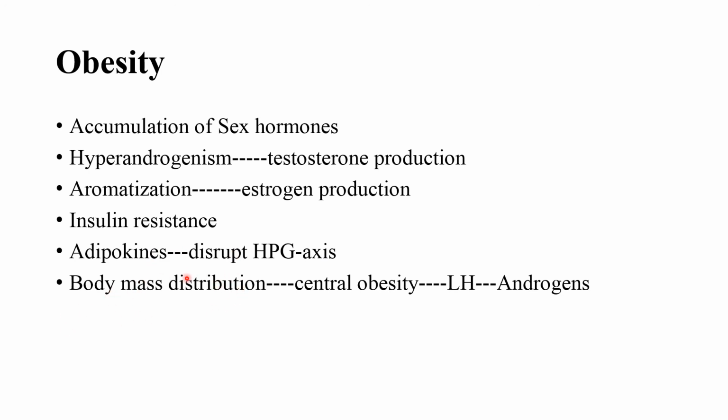So then body mass distribution is also affecting ovary function, because it was seen that the women that have central obesity, meaning they accumulate fat in the abdominal cavity, would have higher levels of LH and androgens as compared to those that gather fats on their shoulders or the hips. So the women that have central obesity have more chances of higher levels of LH and androgens, and then anovulation would occur. So obesity may directly or indirectly affect the normal ovulation from the ovaries.